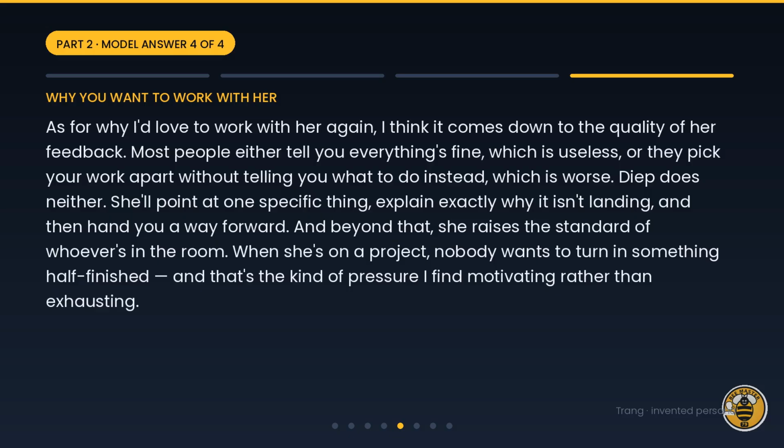And beyond that, she raises the standard of whoever's in the room. When she's on a project, nobody wants to turn in something half-finished, and that's a kind of pressure I find motivating rather than exhausting.